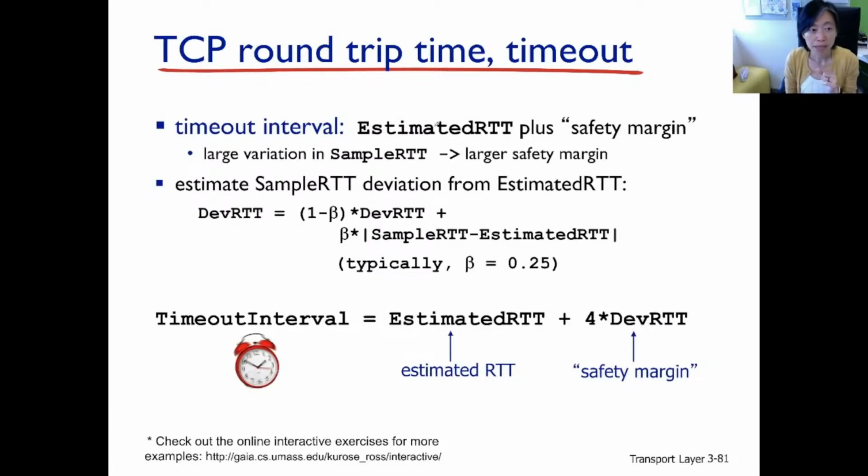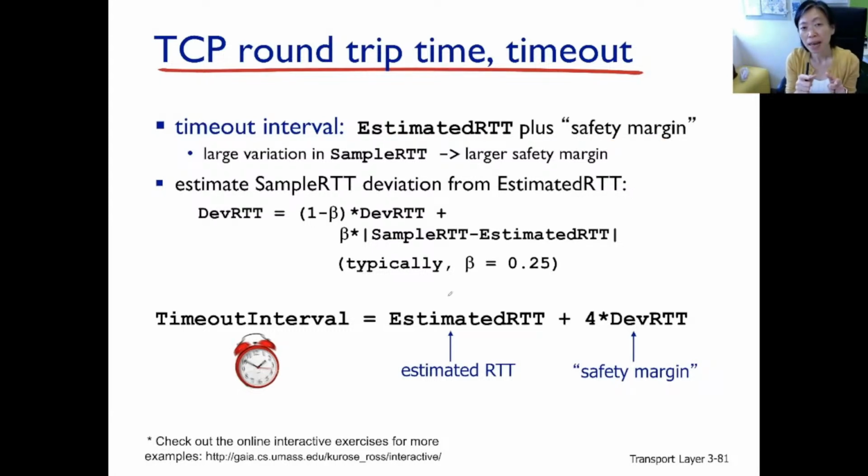Therefore, in TCP, the timeout interval is the estimated RTT plus a safety margin. The estimated RTT is the average, and the timeout interval should be the average plus a safety margin, such that all these sample RTTs fluctuating in the middle will be covered. The more sample RTTs covered by the safety margin, the better. The challenge next is to set the safety margin.